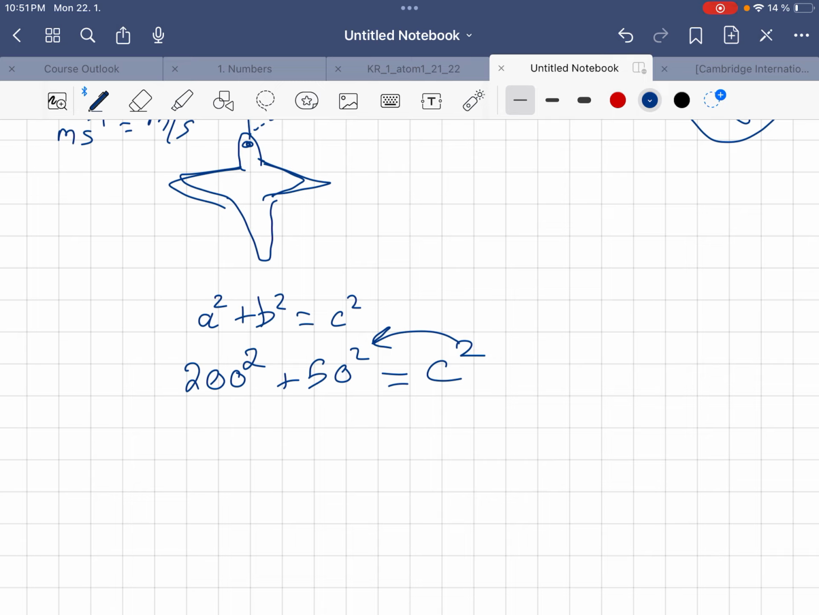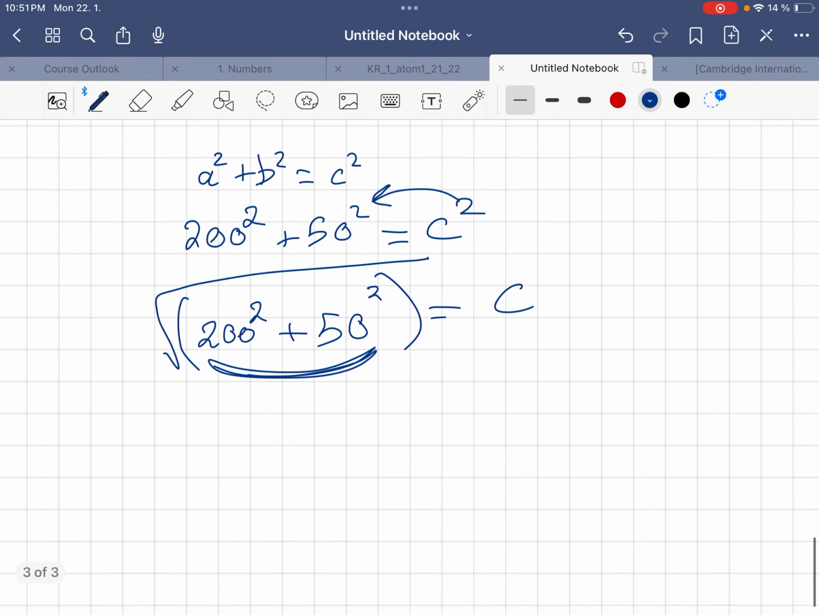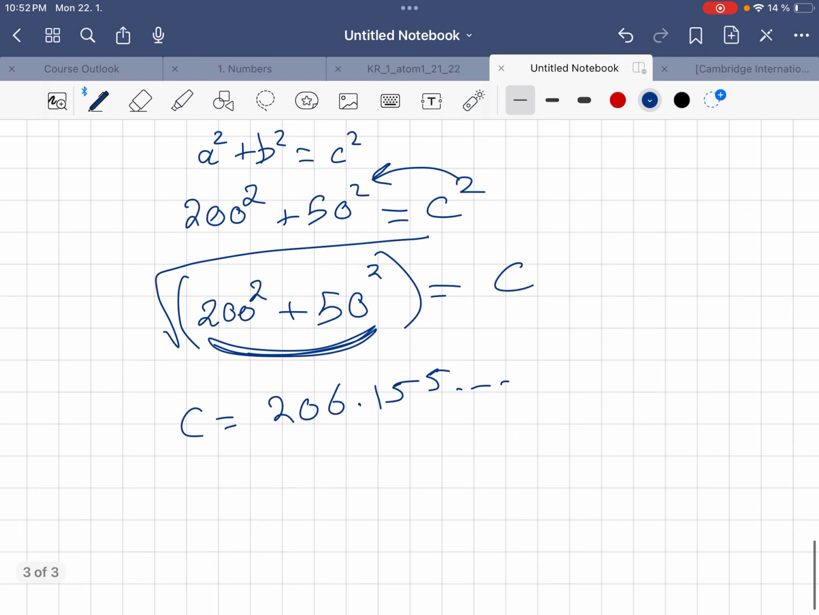Bring the square to that side, so you have to take the square root. So it's going to be 200 squared plus 50 squared, all under the root. First solve this part, then the square root is equal to c. Just put it in your calculator and you will find what c is. So I'm going to put it in my calculator right now. 200 squared plus 50 squared. The answer is 206.155 and so on. This is in meters per second.